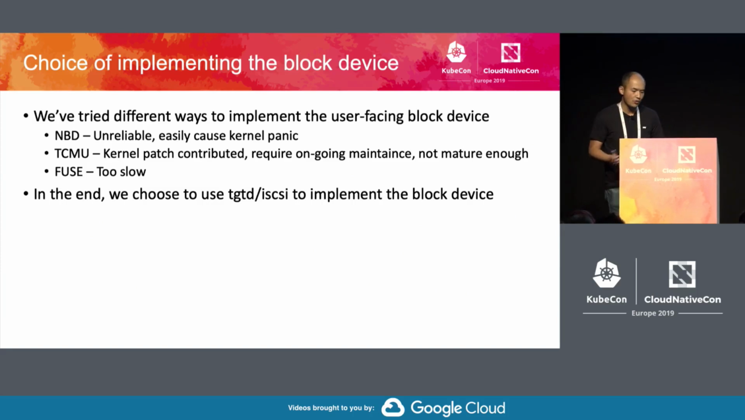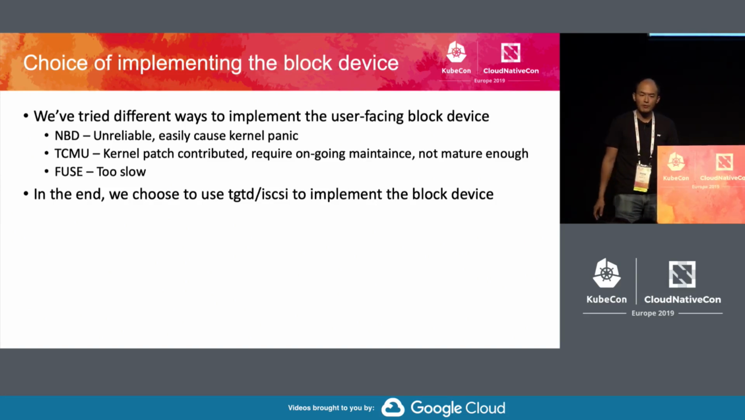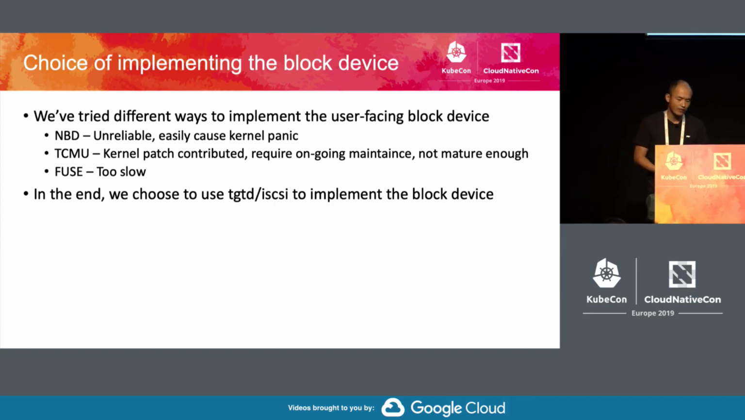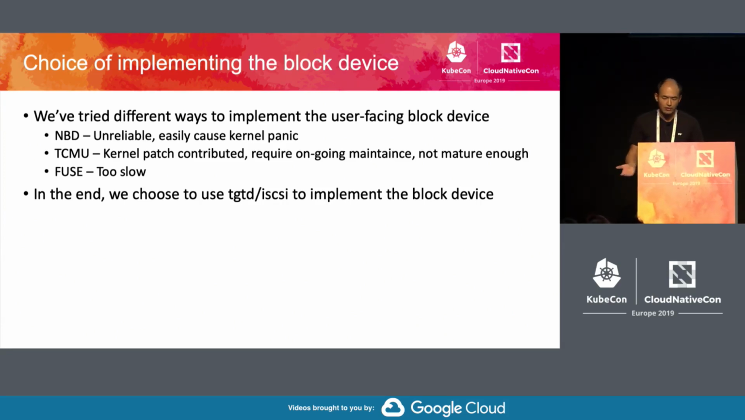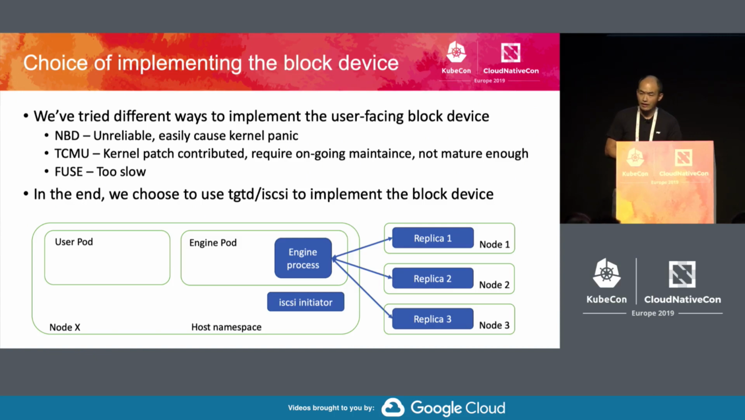We have tried a few ways to expose the block device. We tried NBD, which is very easy, but not reliable at all. It easily causes a kernel crash. We tried TCMU and spent quite some effort on that, and I contributed a few kernel patches to TCMU to increase the performance. But in the end, we found a limitation: because it's in the kernel, it takes a long time to get down to the end users. So I don't want to limit users by requiring TCMU. We also tried Fuse, but it's too slow. In the end, for the block device, we are using the TGTD and iSCSI combination.